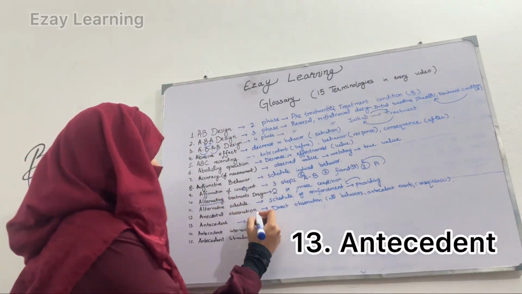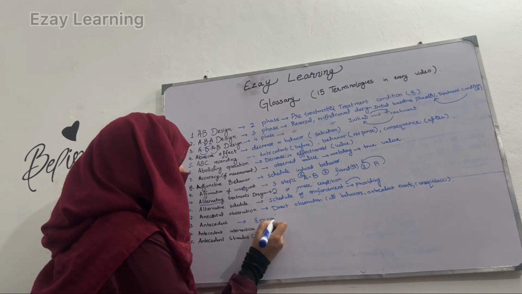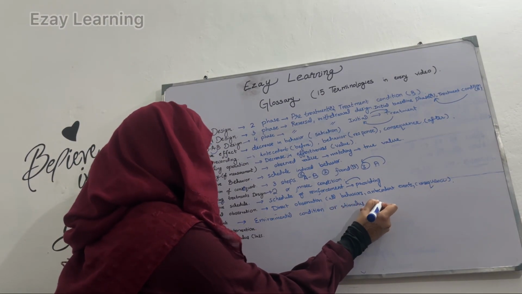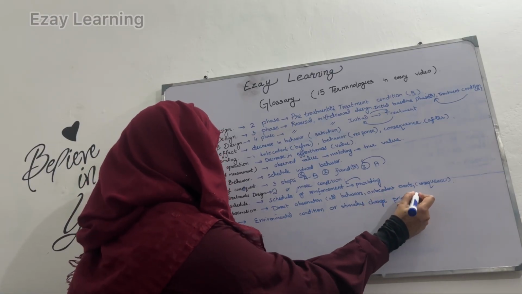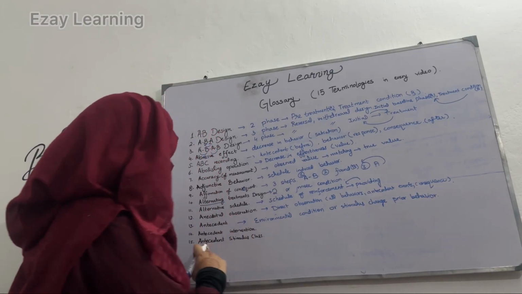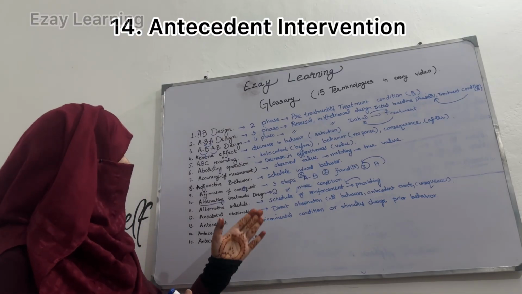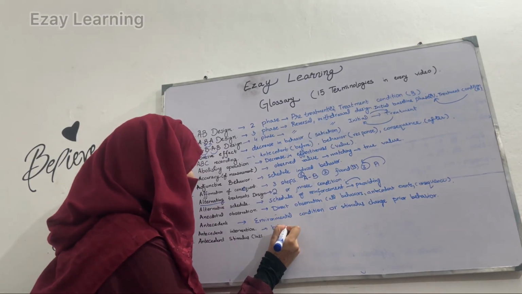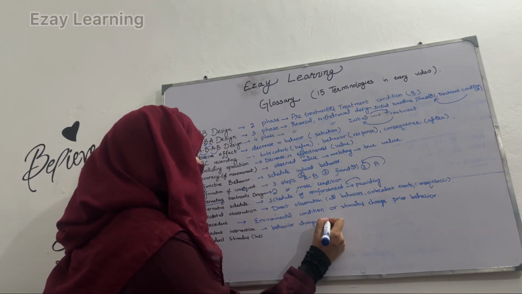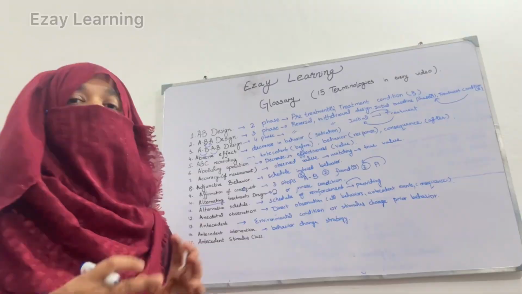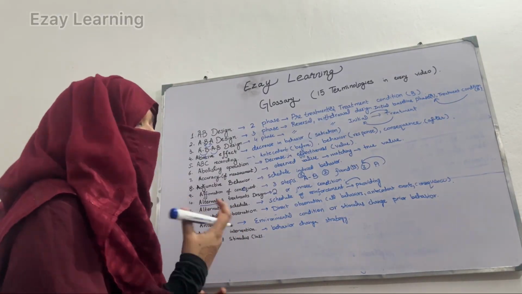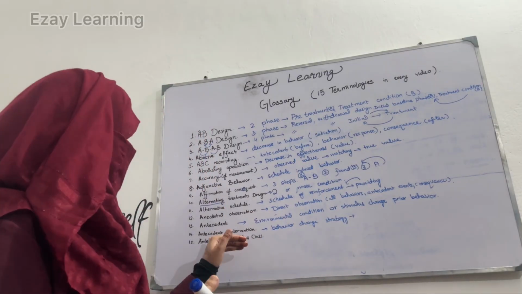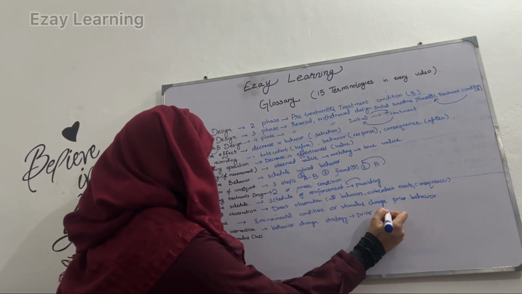Antecedent. So any environmental condition or stimulus change prior to the behavior. Now, antecedent intervention would be something that we are doing before the behavior. So it's a behavior change strategy that manipulates the behavior in some way, and that's known as antecedent. So it's something that's done prior to the behavior.